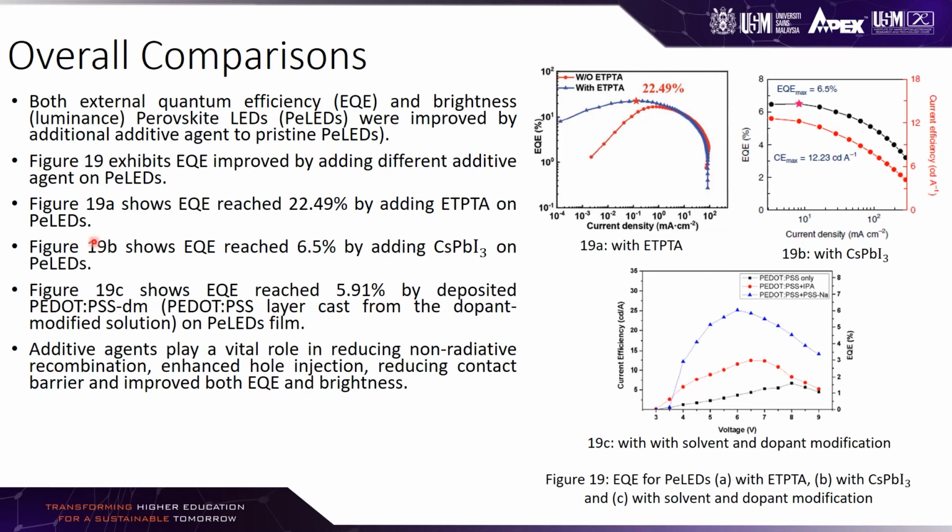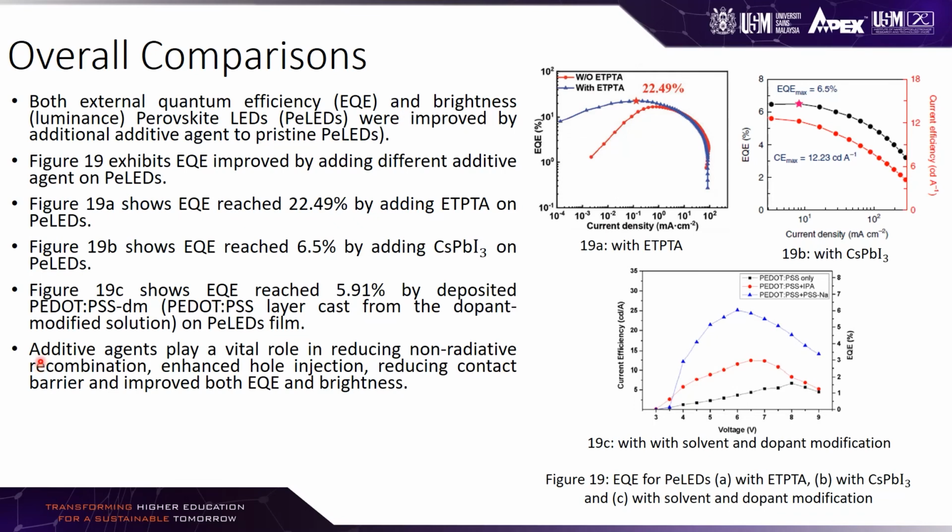Figure 19A shows EQE reached 22.49% by adding ETPTA on PLEDs. Figure 19B shows EQE reached 6.95% by adding calcium lead iodide on PLEDs. Figure 19C shows EQE reached 5.91% by depositing P-dot:PSS DM, which is a P-dot:PSS layer cast from the dopant modified solution, on PeLED films.